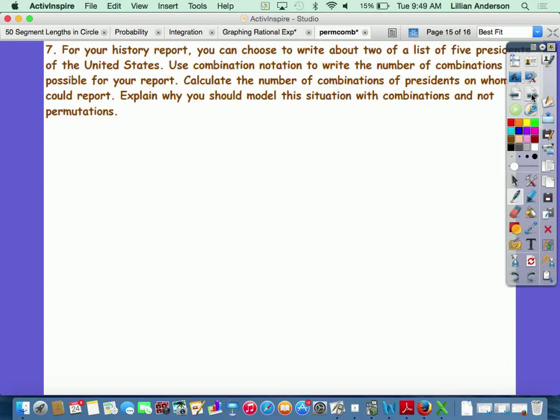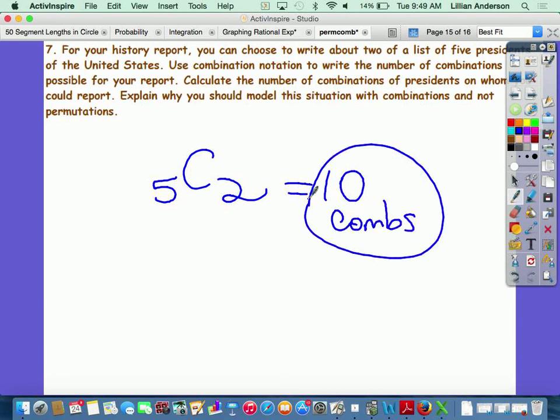Calculate the number of permutations of presidents who you could report. Explain why you should model this situation with combinations and not permutations. So it's going to be 5C2, which is 10. And why is this combinations and not permutations?